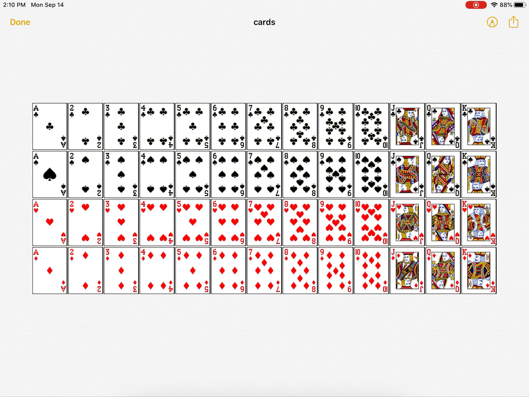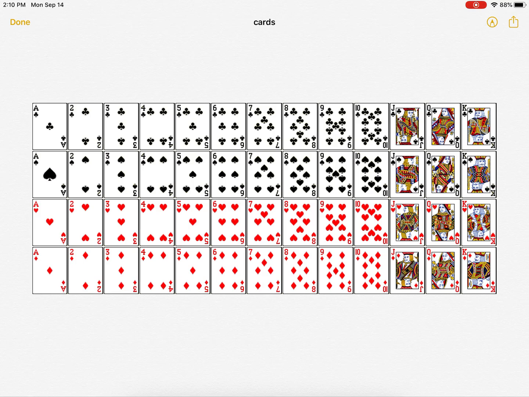Four suits. So you have the diamonds, which are red. You have the hearts, which are red. You have the spades, which are black, and you have the clubs. The clubs are those little shamrock-looking things. Those are black.